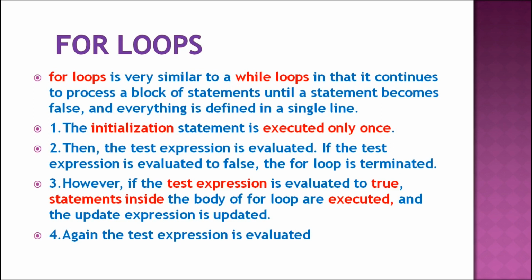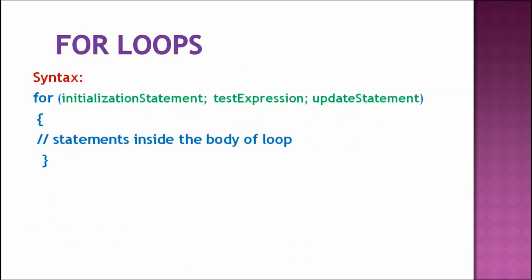However, if the test expression is evaluated to true, the statements inside the body of the for loop are executed and the update expression is updated. Again, the test expression is evaluated. And here we have the for loop syntax. With for, we have the initialization statement, after that the test expression, and the update expression, and within this we execute our statements.